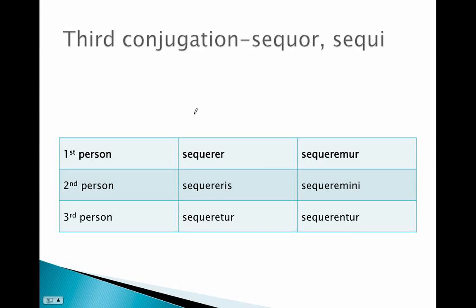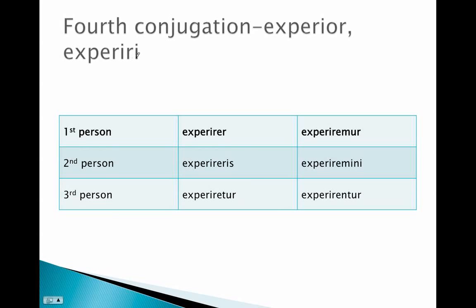Now that dreaded third conjugation, which is a little more challenging. Again, we're going to take our infinitive, but instead of just changing the I to an E, we have to add an entire ERE. So sequere, and then add our personal endings. Sequerere, sequereris, sequeretur, sequeremur, sequeremini, sequerentur. And for the fourth conjugation, again, we take our second principal part, change the final I to an E, and add our personal endings. Experere, experereris, expereretur, expereremur, expereremini, expererentur.